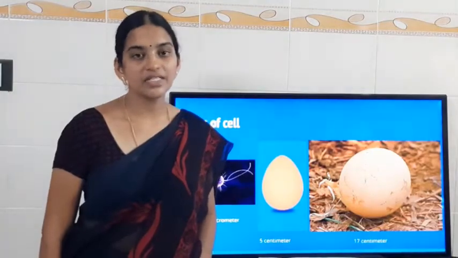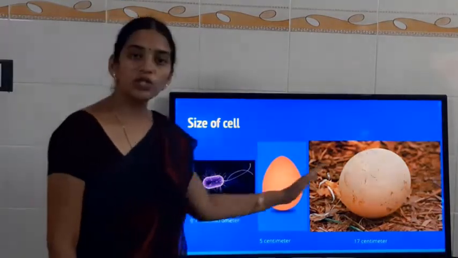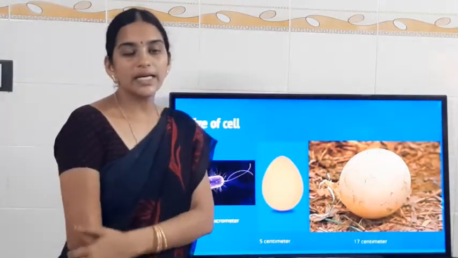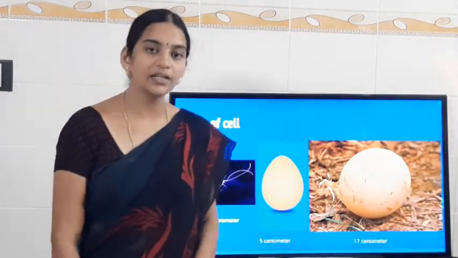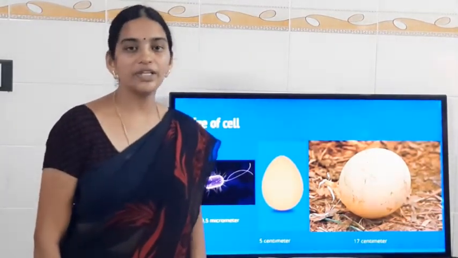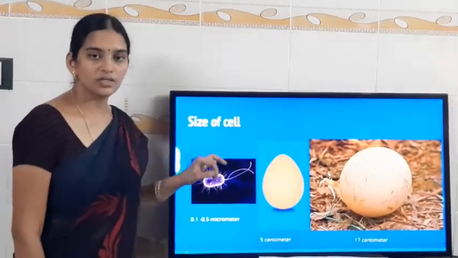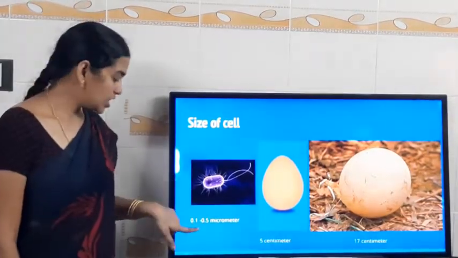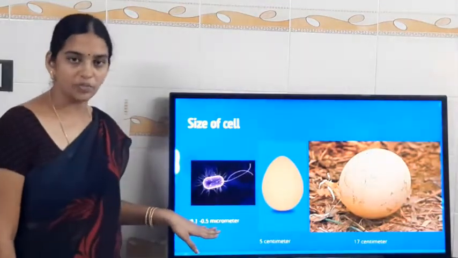And the next factor is size of the cell. Size of the cell also varies from organism to organism. Although these cells are very small in size, they cannot be seen with the naked eye and can be seen only with the help of a microscope. The smallest cells are bacteria, whose length is about 0.1 micrometer to 0.5 micrometer.